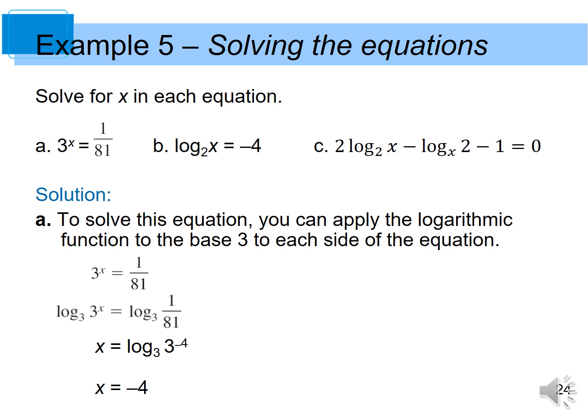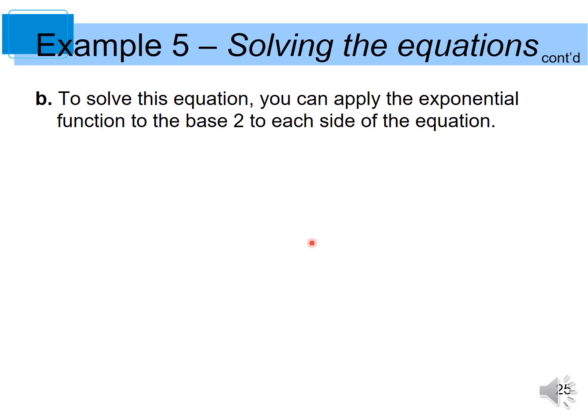And for the B question, log of x to the base 2 equal to negative 4. For the B question, to solve this equation, you can apply the exponential function to the base 2 to each side of the equation. Write back the original equation. You can see your left side is the log function. So to eliminate the log function, you should apply the inverse function. So it's the exponential function to the base 2. Why is it base 2? Because the log here is base 2.